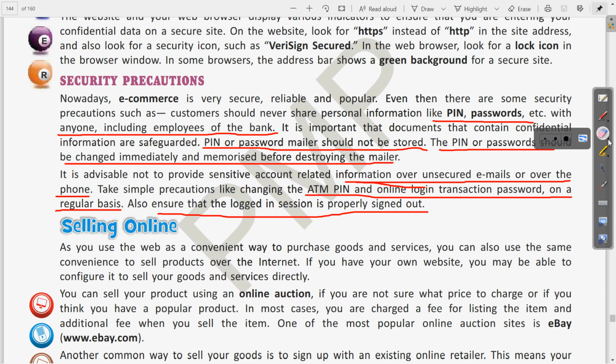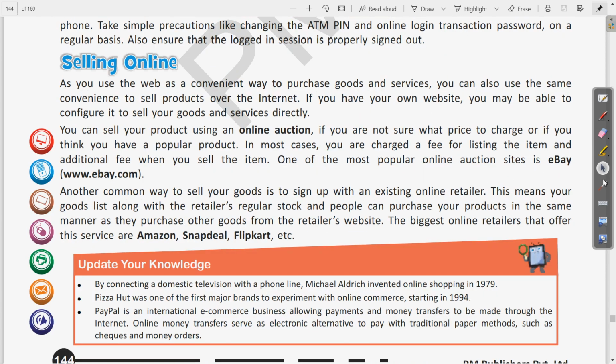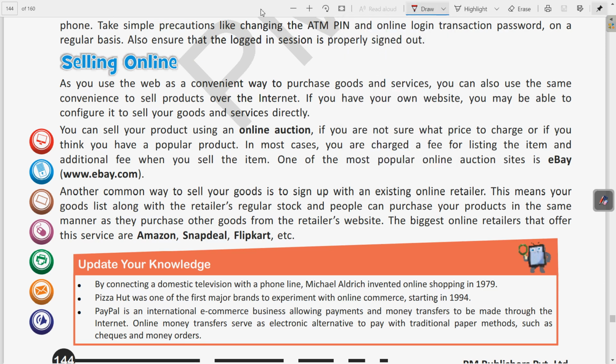Then the next concept is selling online. So let us read this. As you use the web as a convenient way to purchase goods and services, you can also use the same convenience to sell products over the internet. So as we are using the internet services for purchasing, in a similar way, the internet services can also be used for selling the products also. Clear? We will see what are the different ways.